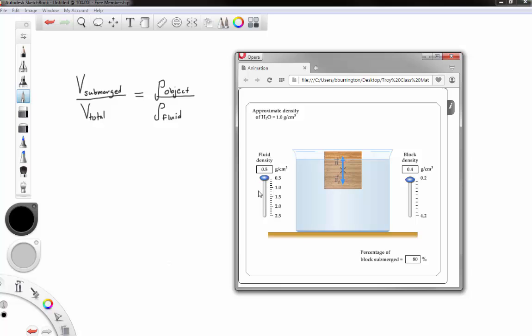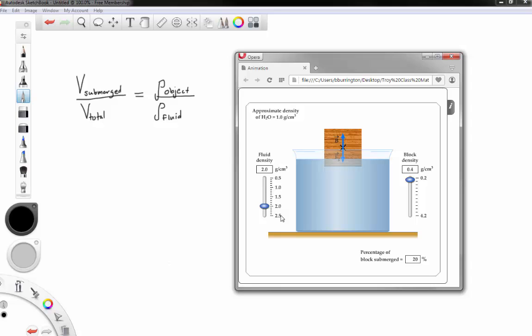So let's say that I increase the fluid density. Maybe I make it as dense as water. If that's the case, then we should see 40% being submerged. And sure enough, 40% is submerged. If I increase the density to twice water, we should see 20% submerged. Sure enough, 20%.